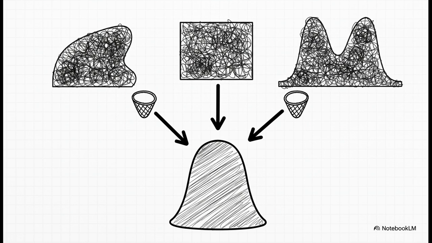The Central Limit Theorem says this. I don't care what your original population's distribution looks like. It could be skewed, it could be flat, it could be a total random mess. It does not matter. If you take large enough samples, and the rule of thumb is usually 30 or more, the distribution of the sample means will always start to look like a normal distribution. That perfect bell curve. It's like magic. Order just appears out of chaos.